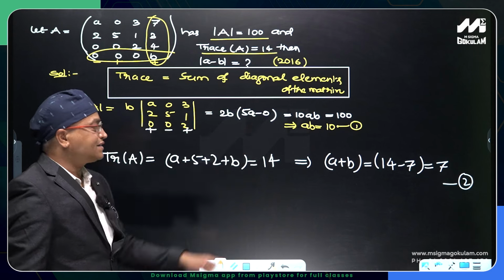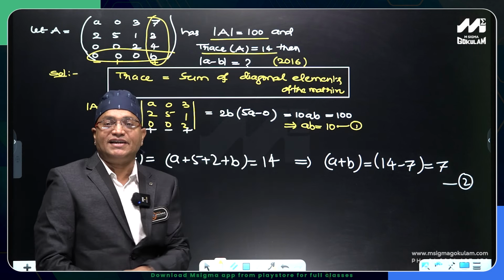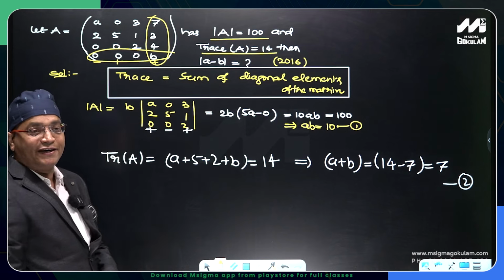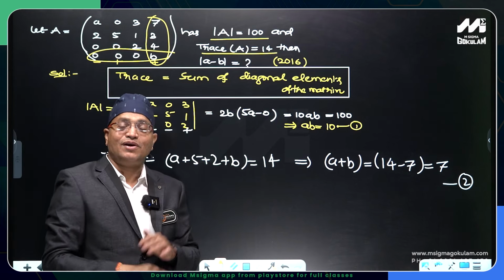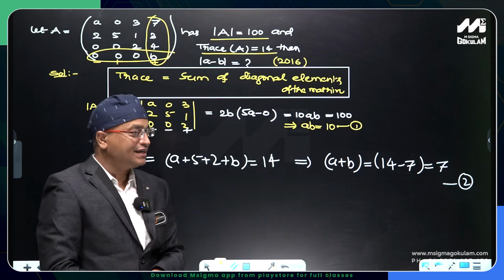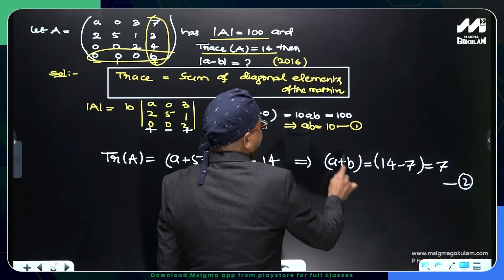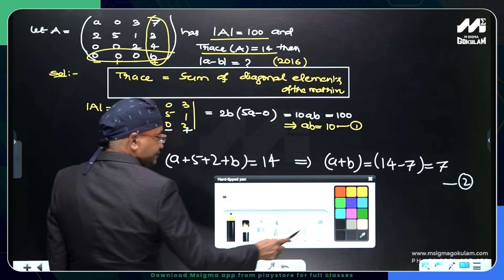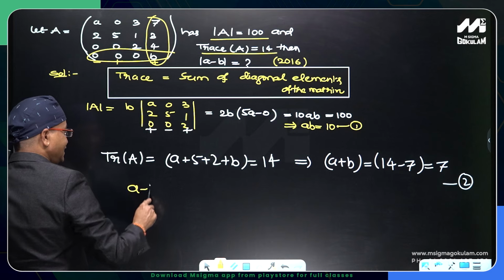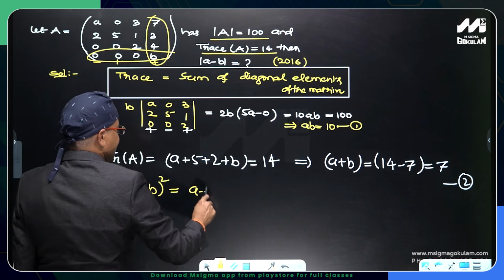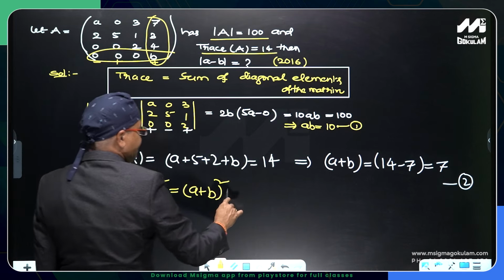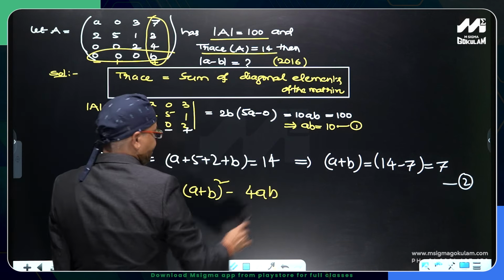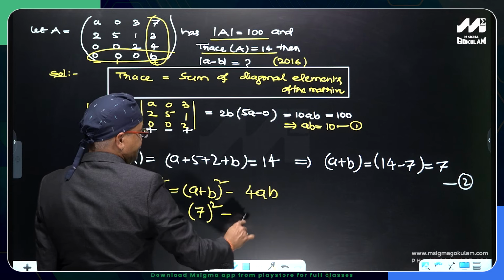I know ab is 10, a plus b is 7. Now, my question is, what is modulus of a minus b? If you know what is a, what is b, then we can decide easily. So, how to get it? a plus b is 7, ab is 10. Then, we know one thing: a minus b whole square equals a plus b whole square minus 4ab. Accordingly, a plus b whole square, I replace 7 square.